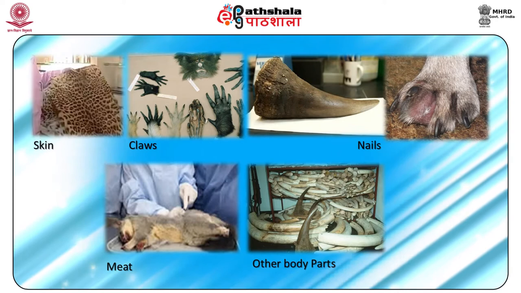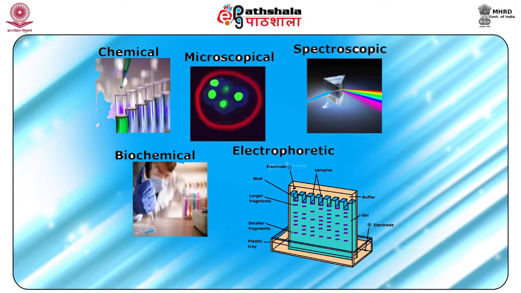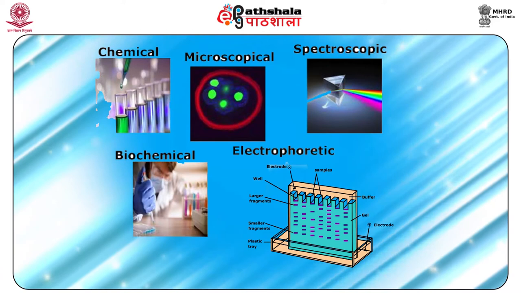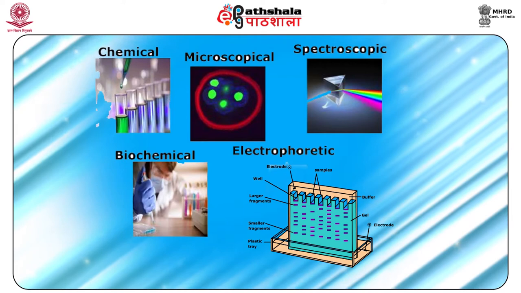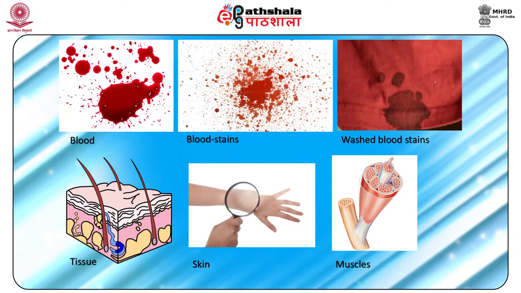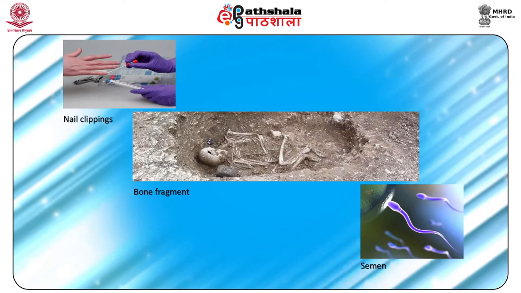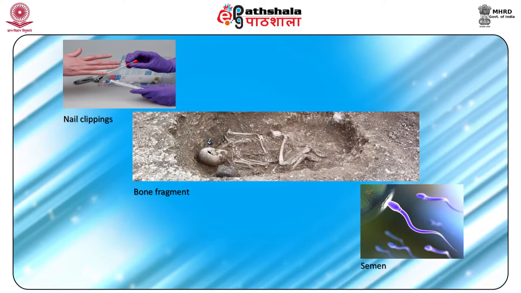Let's have a look at the serology unit. After the identification, the biological evidences are forwarded to the serological unit for chemical, microscopical, spectroscopic, biochemical, and electrophoretic examination in order to detect the origin. Blood grouping and polymorphic enzyme typing is determined from blood, bloodstains, washed bloodstains, tissue, skin, muscles, nail clippings, and bone fragments, and semen mixed with other body fluids and their stains.